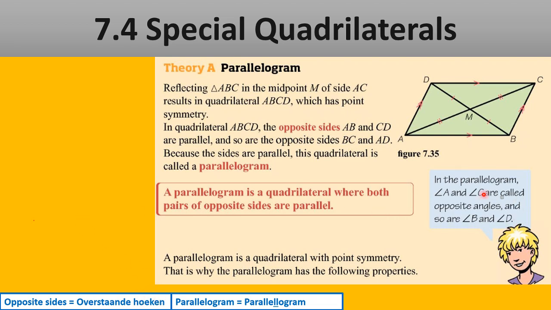You also have opposite angles, right? That are, for example, angle B and angle D. And angle A opposes angle C. There are quite a few properties that a parallelogram has.